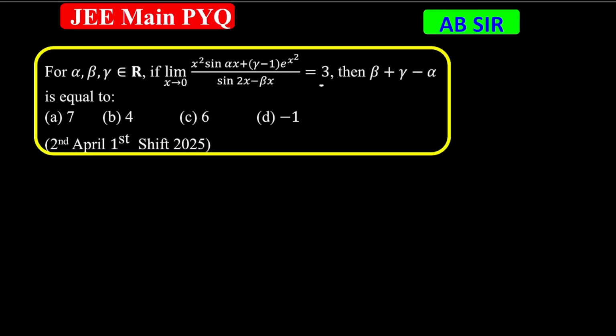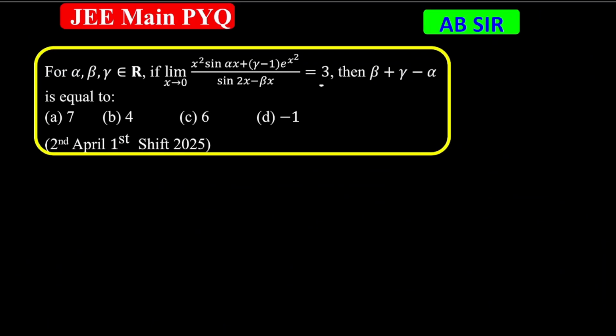Hello students, let us solve some repeated questions in JEE examination for 2026. So first of all, let's analyze this sum. Here it has been given that alpha, beta, gamma belong to R, and the limit of (x squared sin(alpha x) + (gamma - 1) e^(x squared)) / (sin 2x - beta x) equals 3. We have to find the value of beta plus gamma minus alpha.